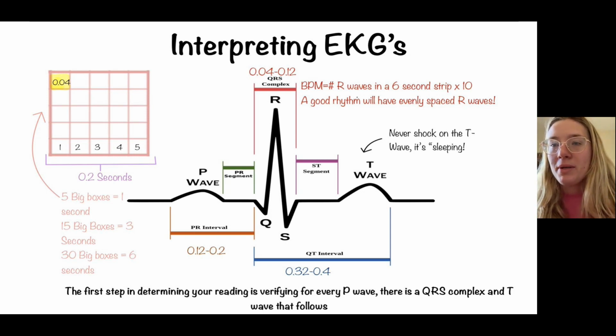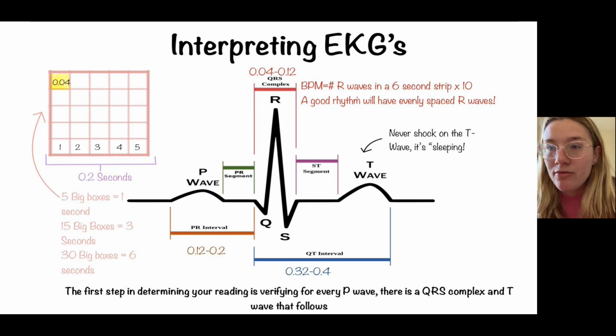Also, our P to R segment is very, very small. So just keep that in mind as well. But no matter what, our first step in determining what an EKG might be, we always start with PQRST.